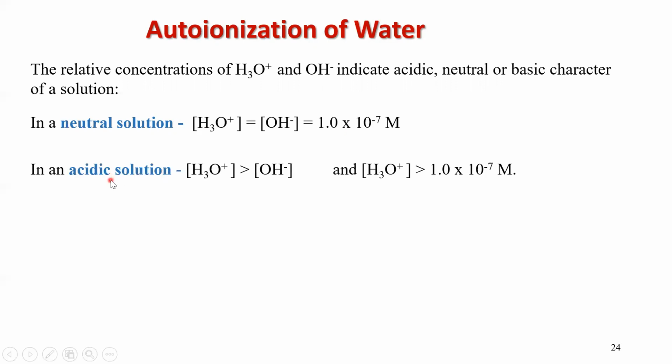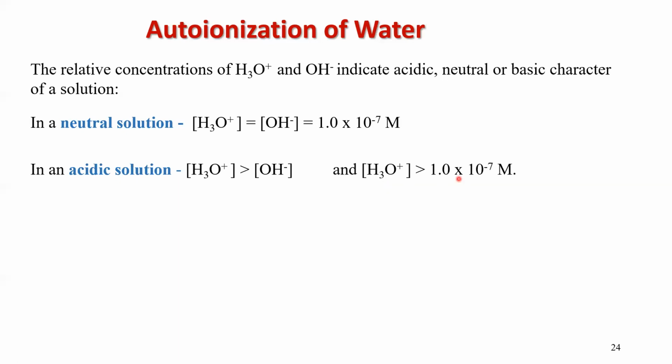If we have an acidic solution, it means that we've increased the hydronium ion concentration. Well, if we increase the hydronium ion concentration, that's going to decrease the hydroxide ion concentration. So by definition, the hydronium ion concentration is greater than the hydroxide ion concentration in an acid. And the concentration of hydronium ions will be greater than 1.0 times 10 to the minus 7 in that acidic solution.